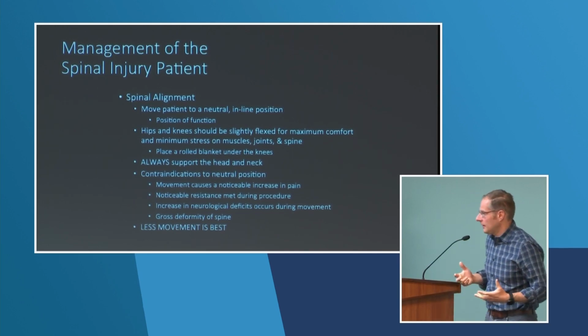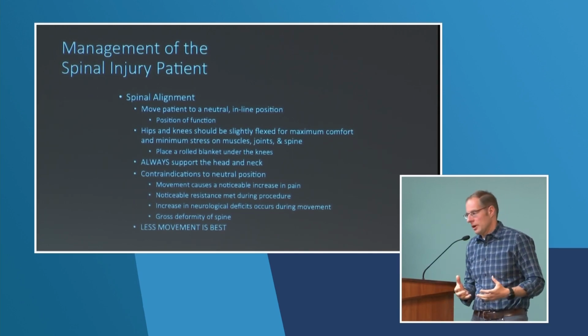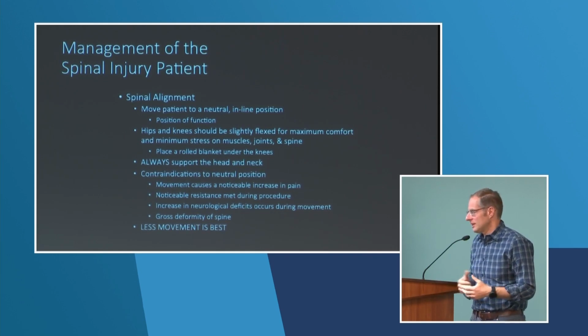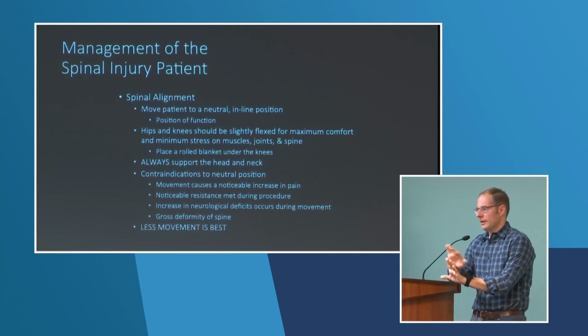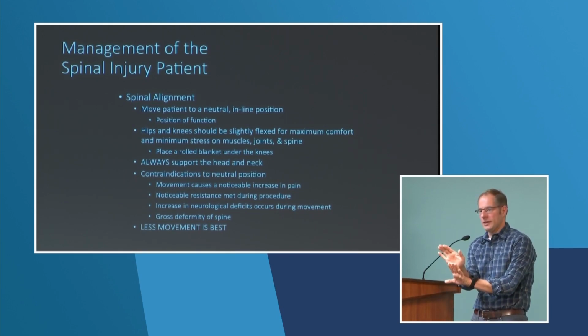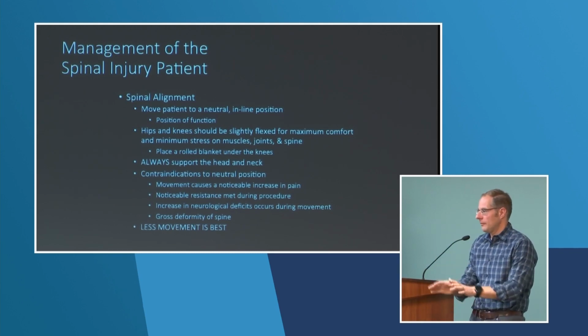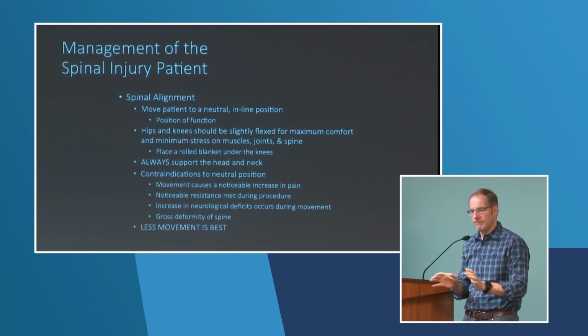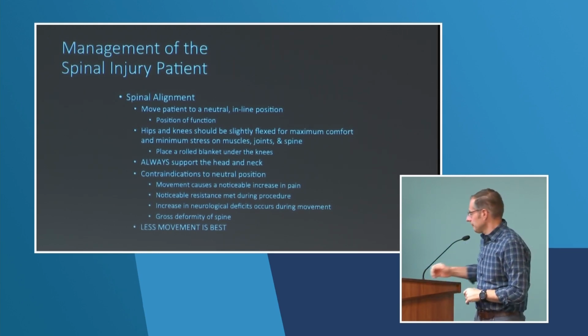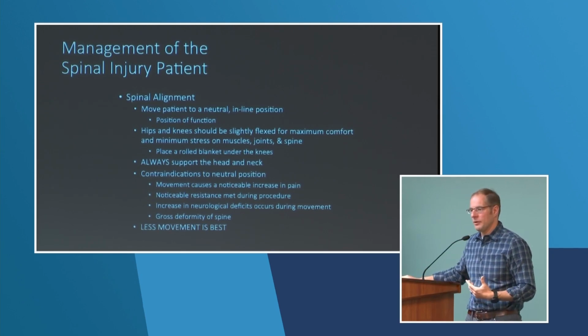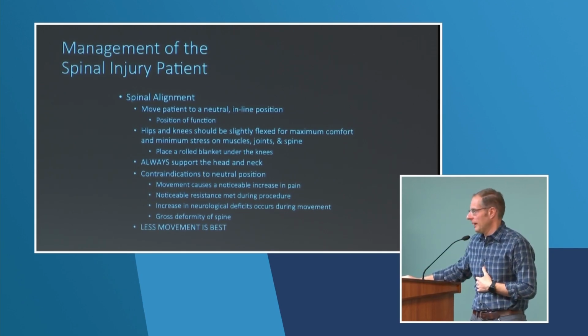When would you not maintain a neutral position? If movement causes an increase in pain, you're meeting resistance, you get a change in the neuro exam, or if you have some gross deformity of the spine, like midway through the thoracic spine things take a sharp left turn, then that's not a fracture you want to reduce. In general, minimize the movement and keep them in the most stable position possible.